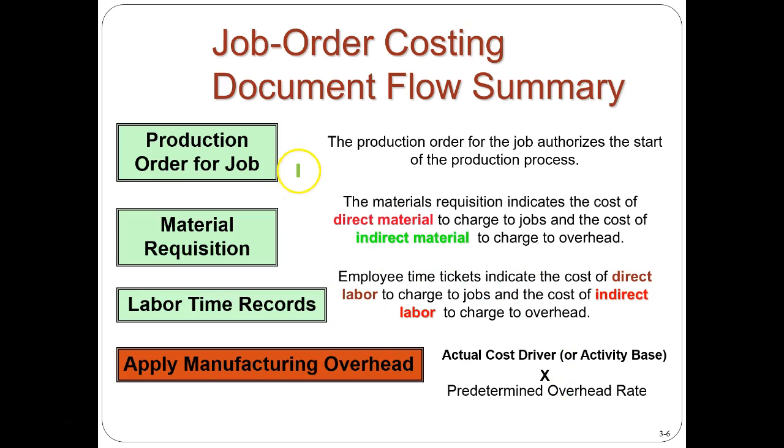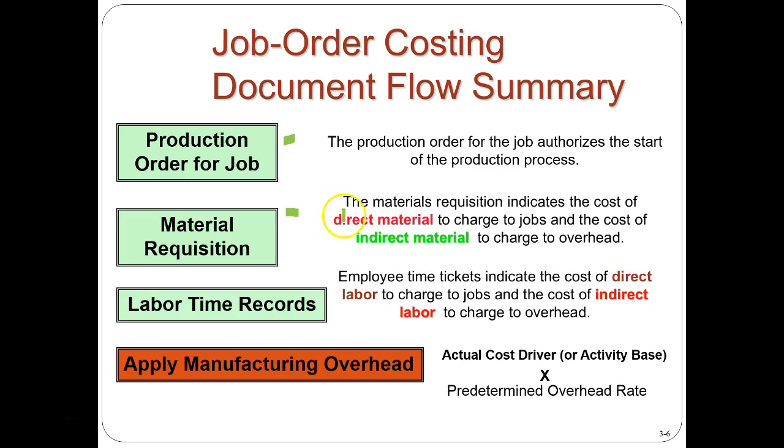And if we're talking about something like construction, the start of the process, the production order for the job, authorizes the start of the production process. So we're going to get a new job order. First thing we're probably going to do is get materials for that job. So once again, if we're doing construction and we got a new job, we might need wood for a construction job. We would then requisition that wood. The materials requisition indicates the cost of direct materials to charge to jobs and the cost of indirect materials to charge to overhead.